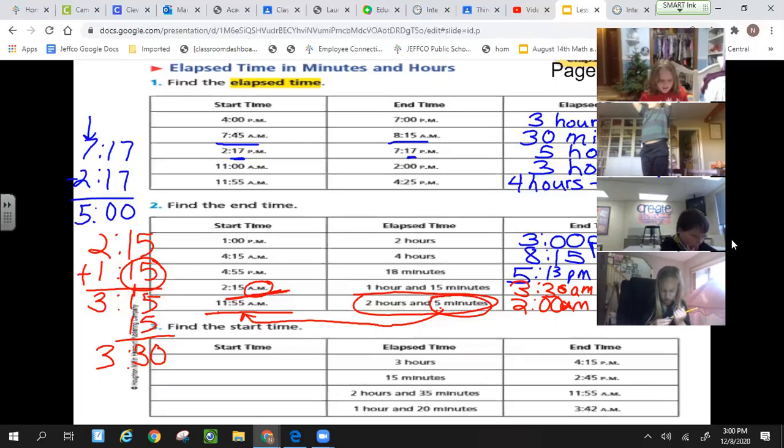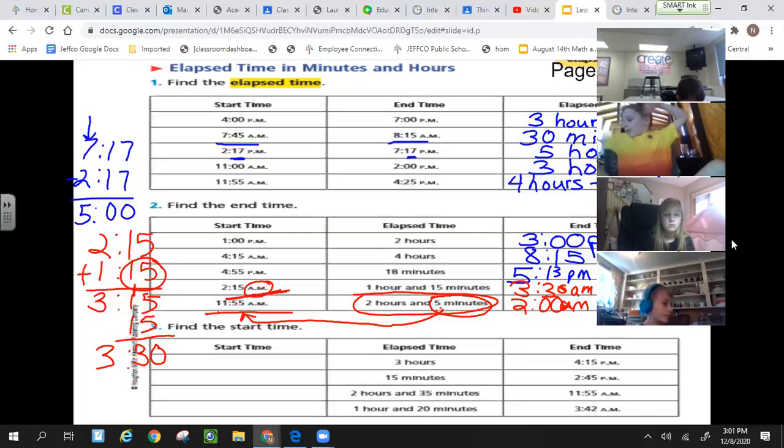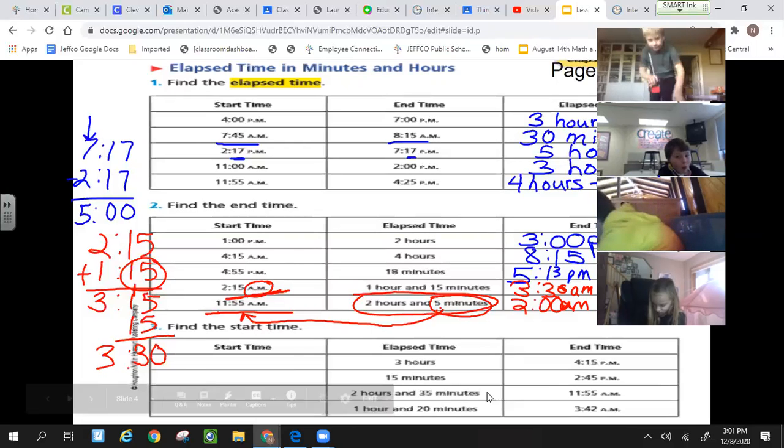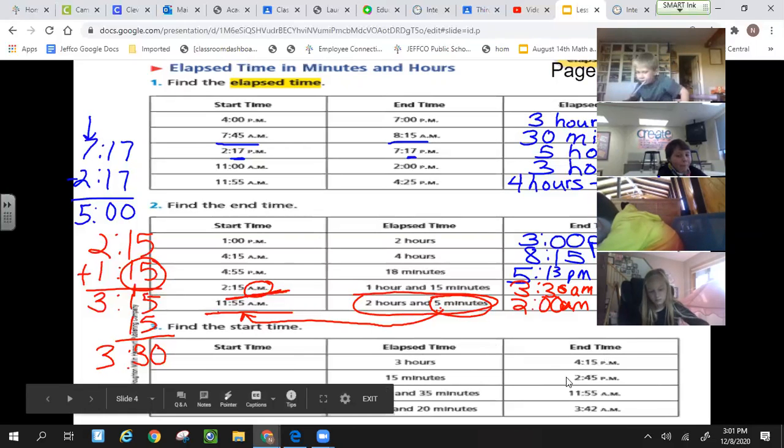I took 11, I added 5 minutes, which would make it 12 o'clock, and 2 hours. That's how I did it as well. I just thought, well, that'll be easy. Add that 5 minutes, it'll be 12, and then 2 more hours is 1, 2. Nice job. All right, now we have to do the same thing, but backwards.